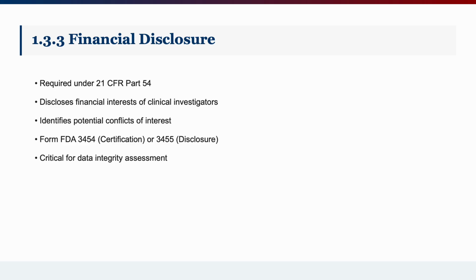Why does this matter? Financial conflicts of interest can, consciously or unconsciously, influence how investigators conduct studies and interpret results. A researcher who owns significant stock in the sponsor might be motivated to report positive findings. The FDA wants to be aware of these potential biases when evaluating the submitted data.